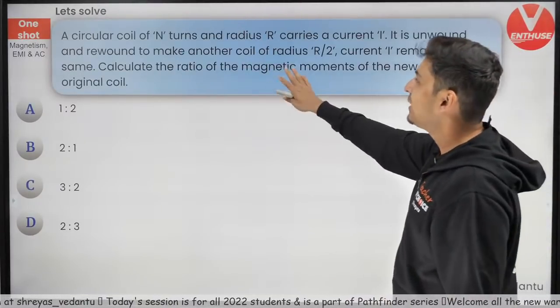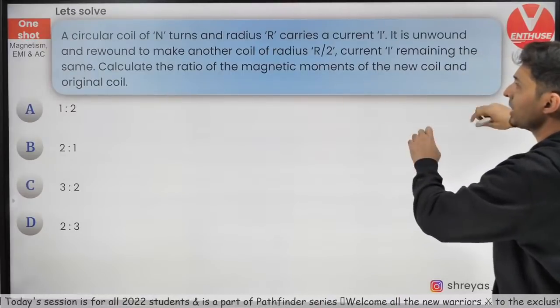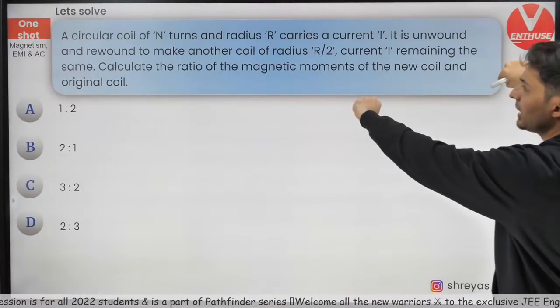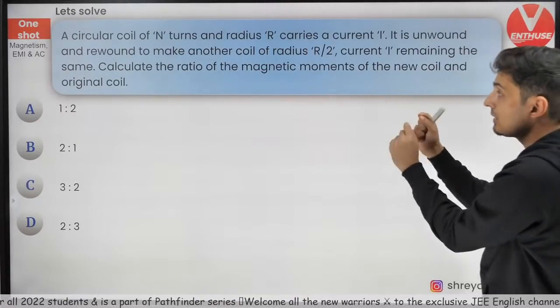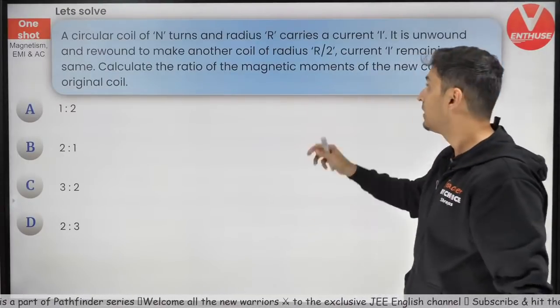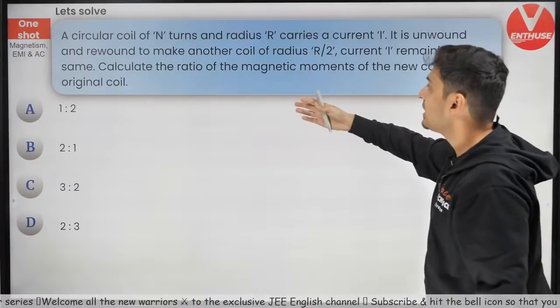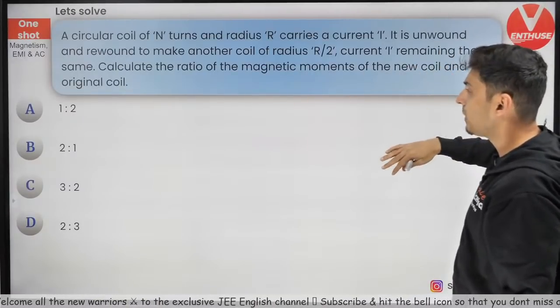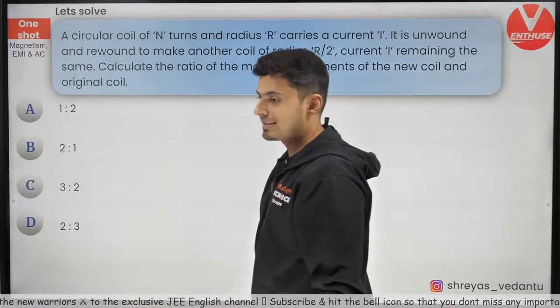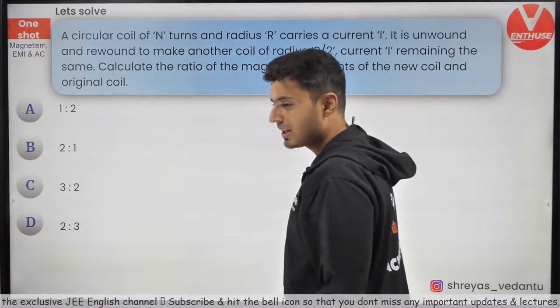A circular coil of n turns and radius r carries some current I. It is unwound and again rewound, but this time you make a coil of radius half of the original radius. The same current is passed. What is the ratio of the magnetic moment before to now? Let's see how many of you can get this. Devansh saying A, very quick.